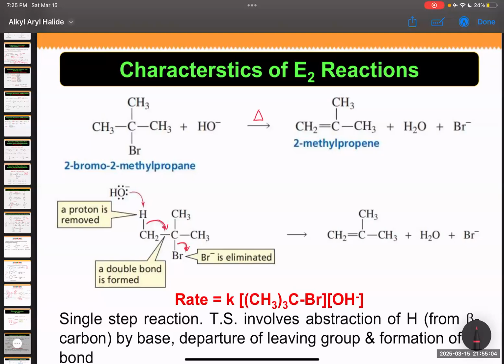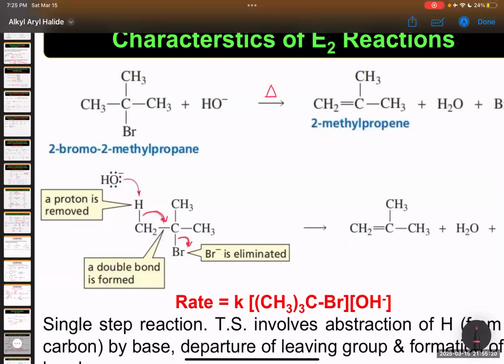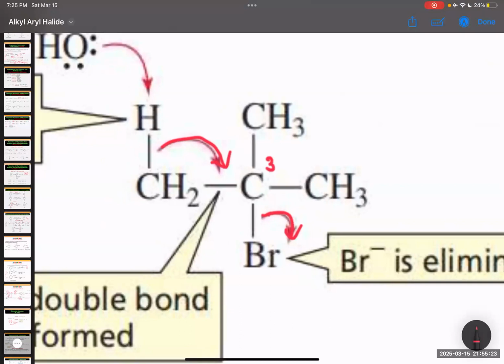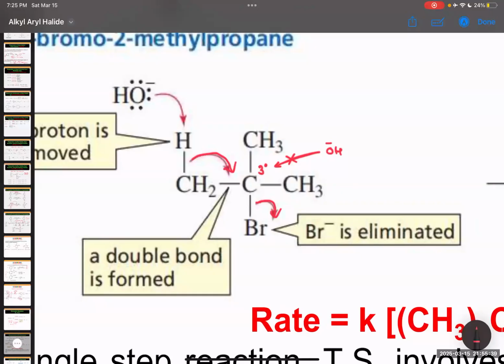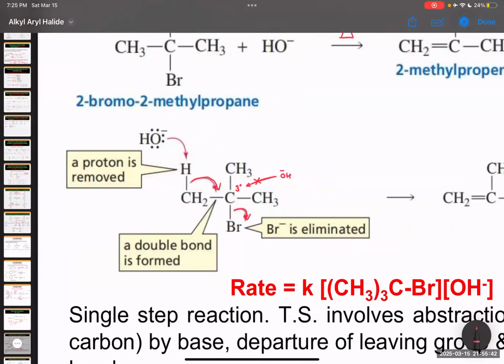In SN2, the OH minus was directly hitting the carbon bearing the Br. In elimination, OH minus is not hitting the carbon because the carbon is tertiary. So OH minus can't come in here. But OH minus can easily take away the hydrogens. There are 9 hydrogens around this carbon. They are more easily accessible. OH minus will abstract the H plus, the electron density will come in and you have a double bond.